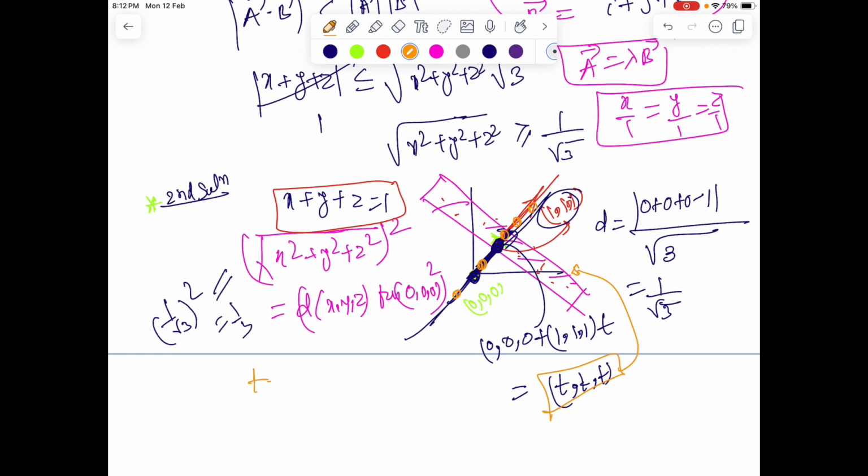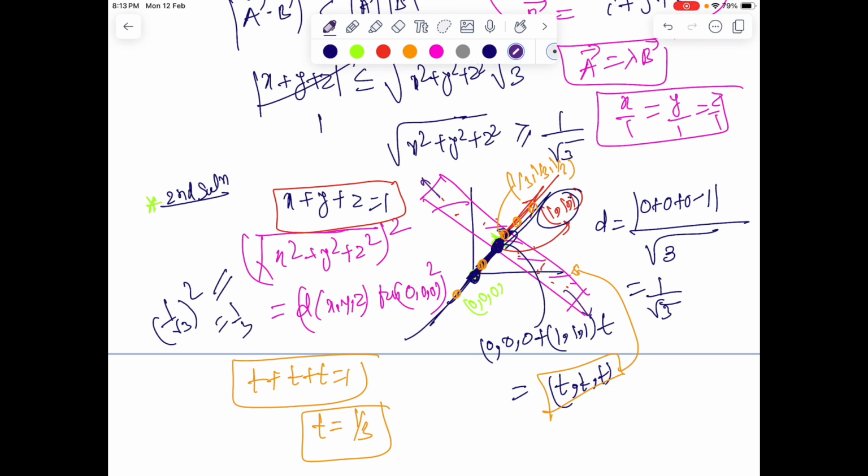So any pearl on this string is in the form of t, t, t. Now if this pearl is a member of the plane, then t plus t plus t must satisfy this. So t equals 1 by 3, and that gives you the answer. Even for the point 1 by 3, 1 by 3, 1 by 3. This one also gives you a visualization for the maximum distance.